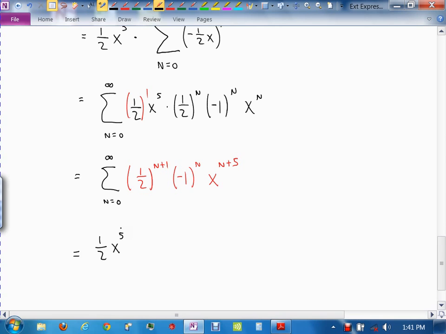Now let n be 1. I'm going to change signs, right? If n is 1, that's going to give me a negative 1. N equals 1 here gives me 1/2 squared, which is 1/4, x to the 6th. The next one is going to be 1/8 x to the 7th minus 1/16 x to the 8th plus dot dot dot.